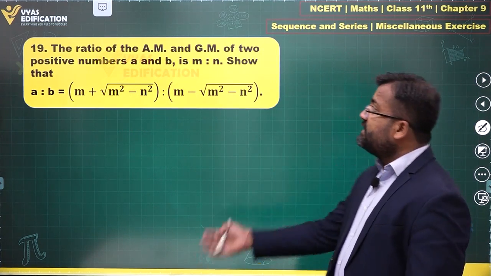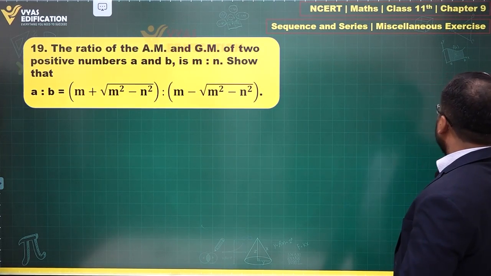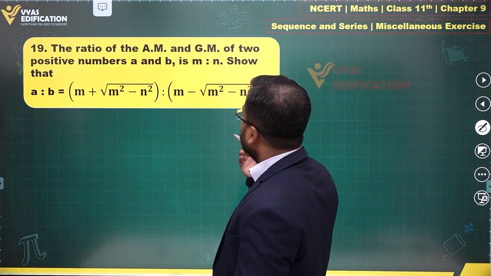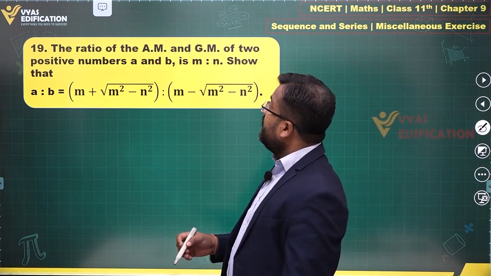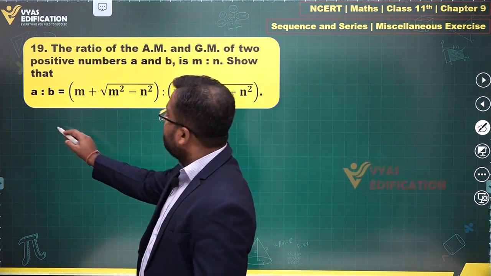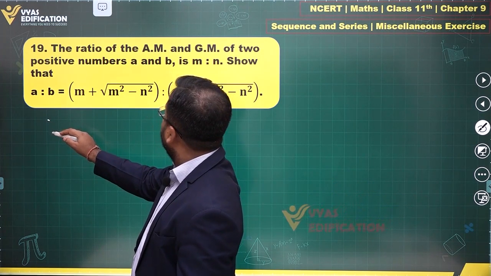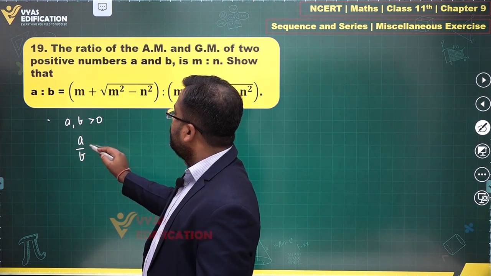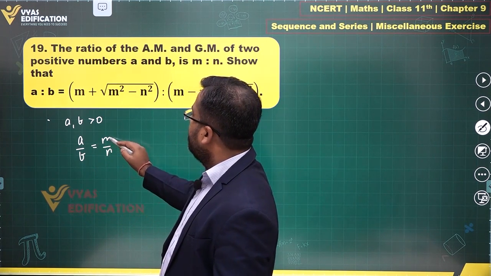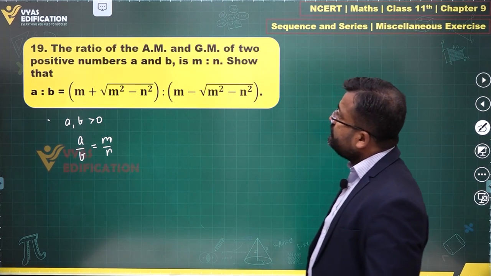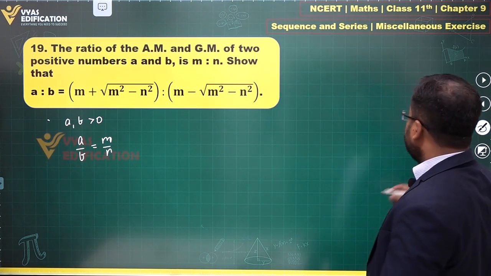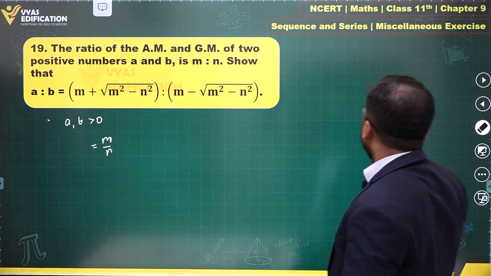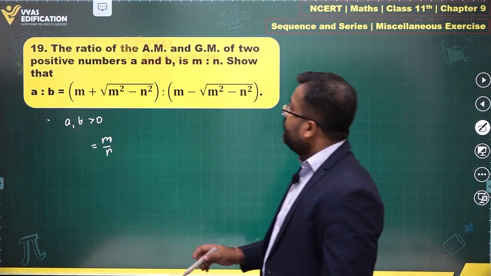Question number 19 says the ratio of the arithmetic mean and geometric mean of two positive numbers A and B is m upon n. Show that A is to B is equal to this. Okay, ratio of the arithmetic mean and geometric mean of two positive numbers A and B, where A, B are greater than 0, and the ratio is equal to m upon n. That's what the question is saying, right? Ratio of arithmetic mean to geometric mean. Okay. Two positive numbers A and B.